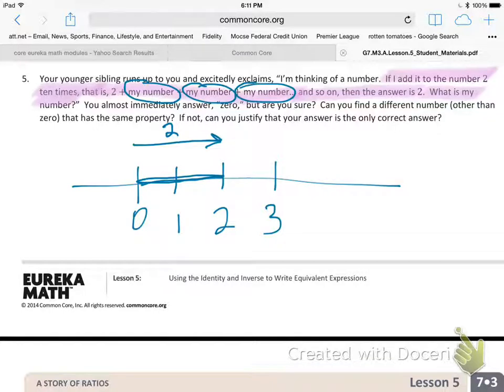It maintains by adding 0 to any number. And again, this is in terms of addition. You maintain the identity of that number.